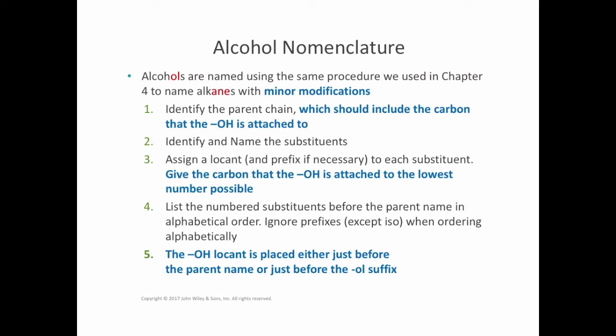Alcohols are named using the same procedure we have used previously. You identify the parent chain, which is the longest carbon chain that includes the OH group. You identify and name the substituents. You want to assign a locant to each substituent, giving the carbon that the OH is attached to the lowest number possible. Then you list the numbered substituents before the parent name in alphabetical order, ignoring prefix except iso and cyclo. And then the OH locant is placed either just before the parent name or just before the OL suffix.